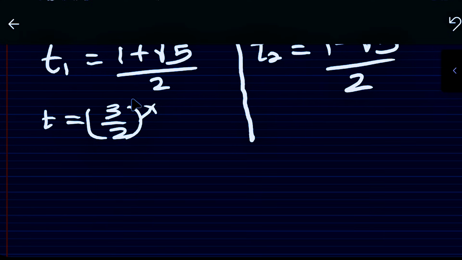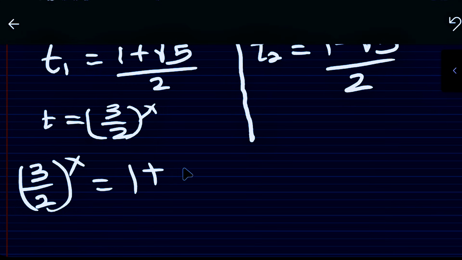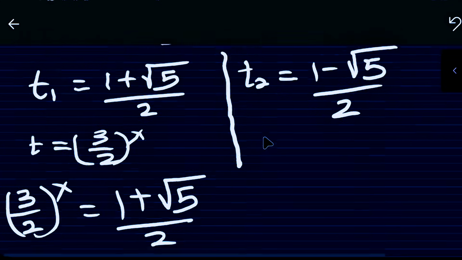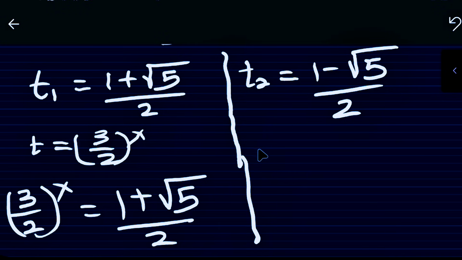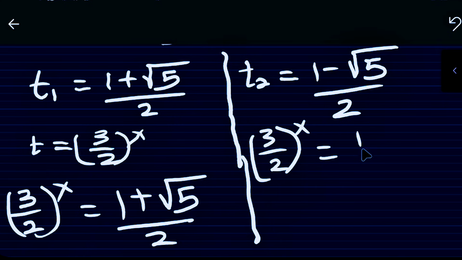Okay, so for that reason we are going to replace t with 3 divided by 2, all exponent x, and this equals (1 plus square root of 5) divided by 2. And the same thing is applicable to this side. So we have (3 divided by 2) exponent x, and this equals (1 minus square root of 5) divided by 2.